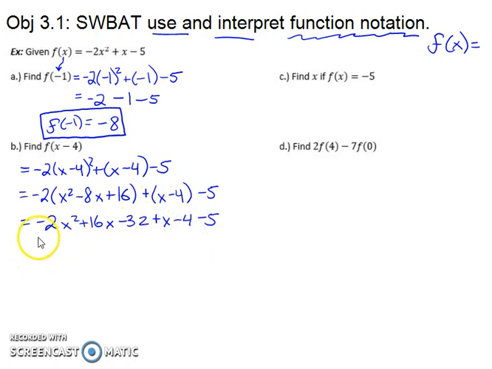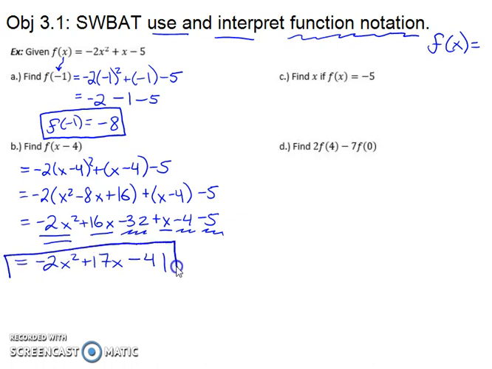And then we still have the minus 5. Finally, we're going to combine all our like terms. You notice we have x squareds, x's, and constants. So our final answer here is going to be negative 2x squared plus 17x when you combine 16x and x. And then minus 32 minus 4 minus 5 comes out to minus 41. So our function value here when we found f of x minus 4 is this, negative 2x squared plus 17x minus 41.